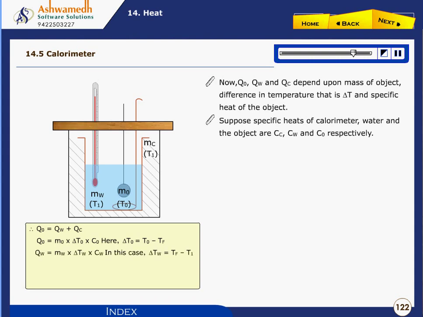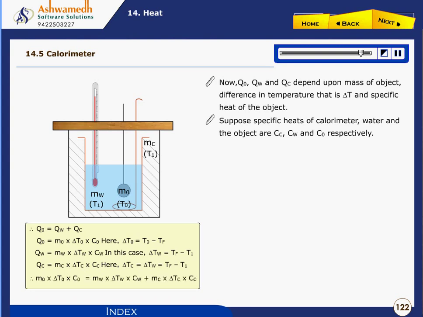Qw = mw × ΔTw × Cw. In this case, ΔTw = Tf − T1. Qc = mc × ΔTc × Cc. Here, ΔTc is equal to ΔTw, which is equal to Tf − T1.